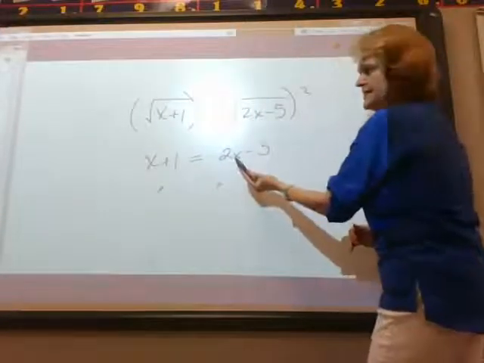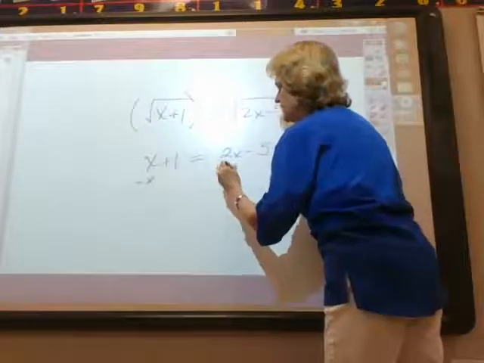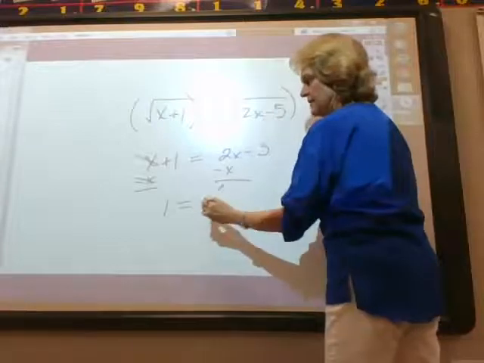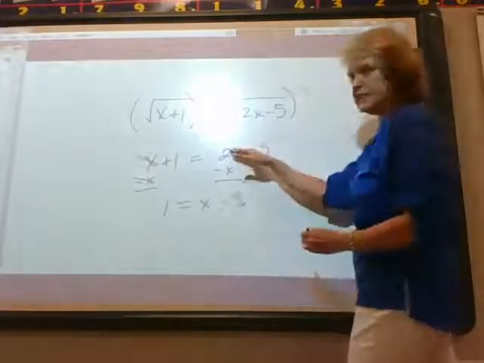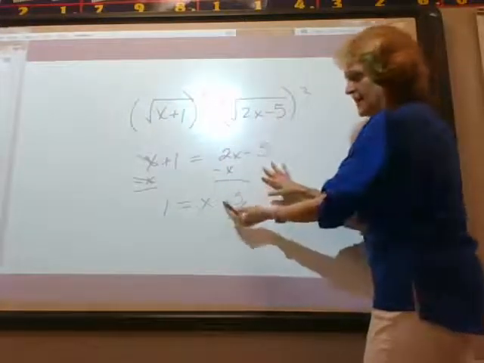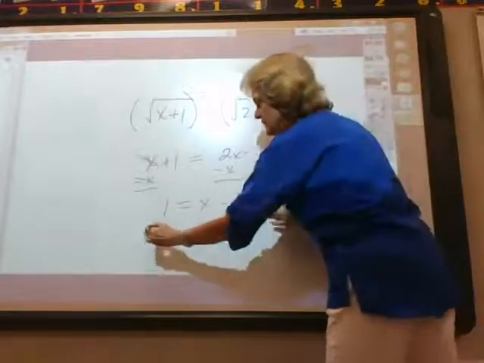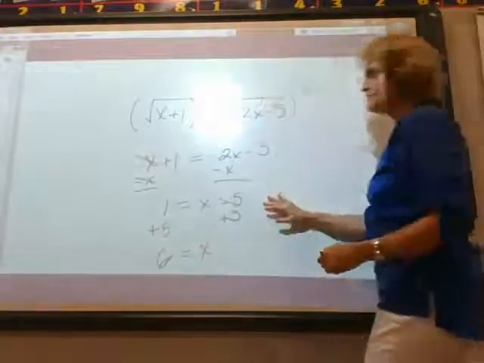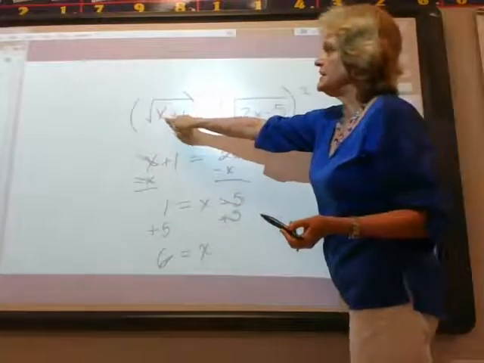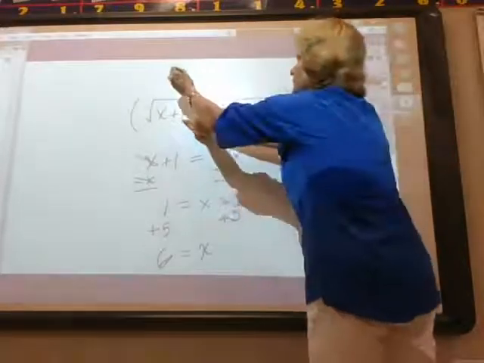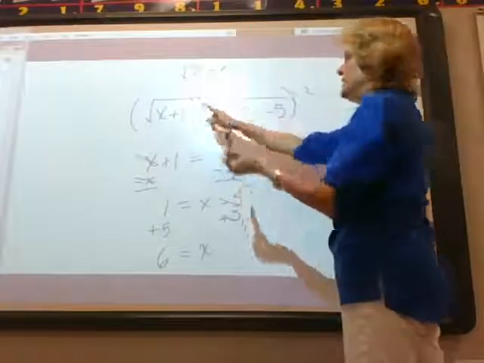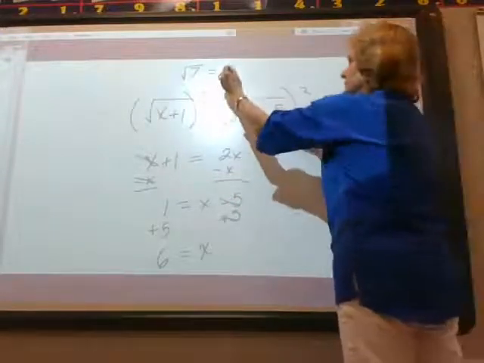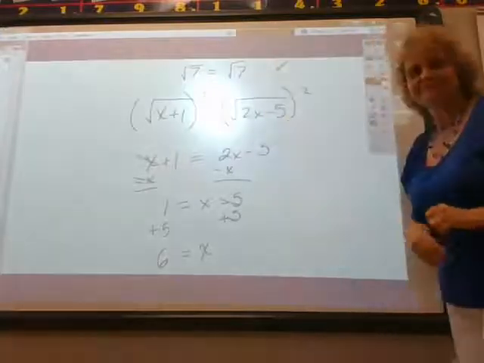I'm going to get the x's together, so I'm going to subtract x from both sides. Cancels here, I get 1 equals x minus 5, right? 2x minus x. I don't want that negative 5 over there. I want to add it to move it over to the other side, and 1x then is 6. And let's check it. 6 plus 1 under the radical would be radical 7, correct? 2 times 6 is 12 minus 5, radical 7. Oh yeah, same thing. Checks out.